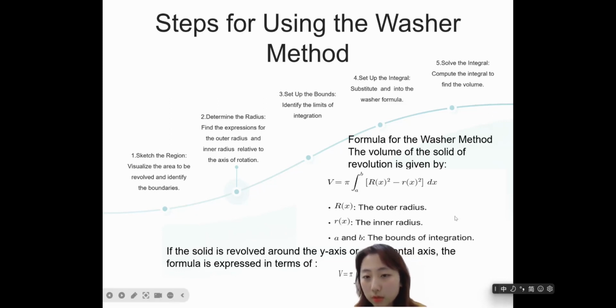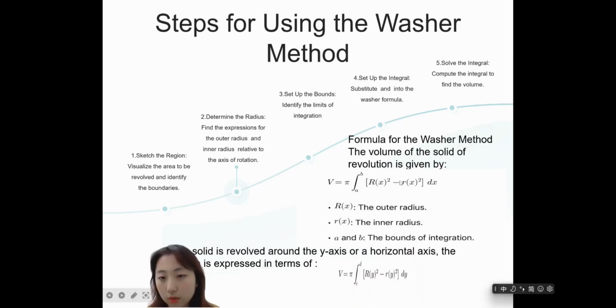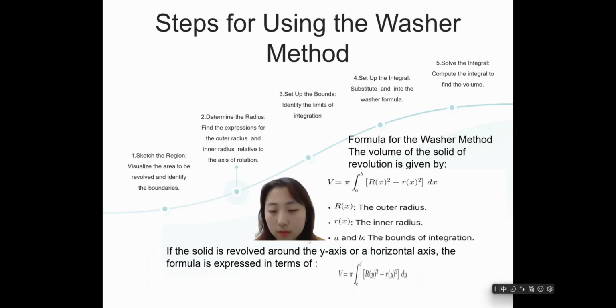And for the formula for the washer method, the volume of the solid of revolution is given by this equation. From this, we can see that a and b, the bounds of integration, are very important. But if the solid is revolved around the y-axis or a horizontal axis, the formula is expressed in another way, such as like this.